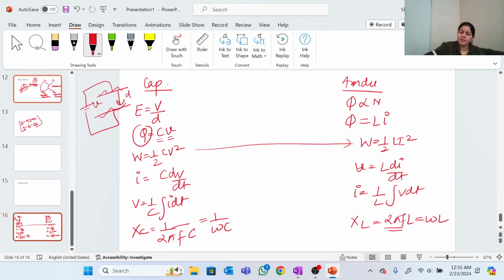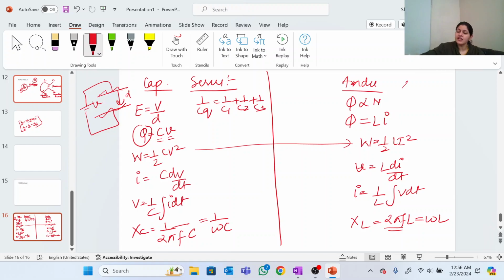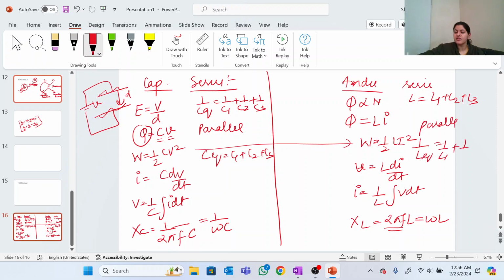Okay, so in case of capacitor in series, we do 1 upon C equivalent is equal to 1 upon C1 plus 1 upon C2 plus 1 upon C3 if there are 3. In case of inductors in series, we do just like resistors, L1 plus L2 plus L3 if there are 3 connected. And in case of parallel, C equivalent is equal to C1 plus C2 plus C3, the opposite. And for inductors in parallel, we do 1 upon L equivalent is equal to 1 upon L1 plus 1 upon L2 plus 1 upon L3, right? So these are the formulas I could think of for right now.